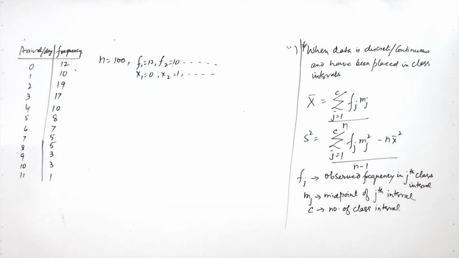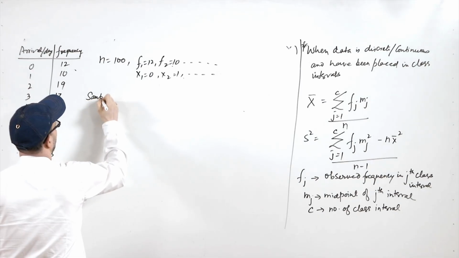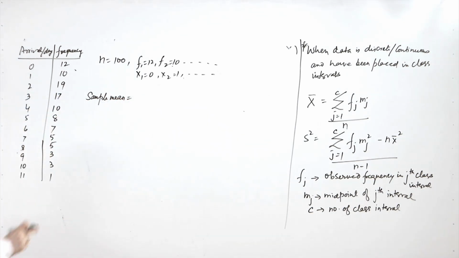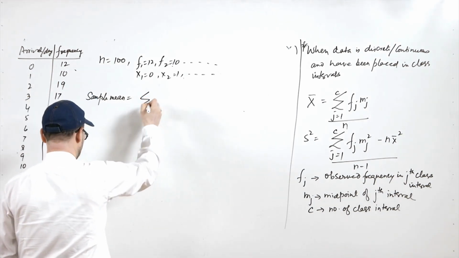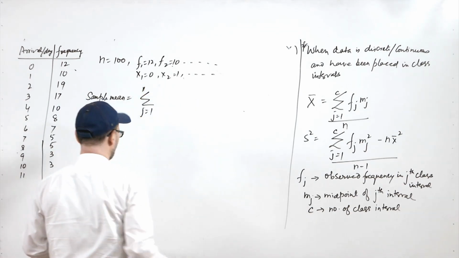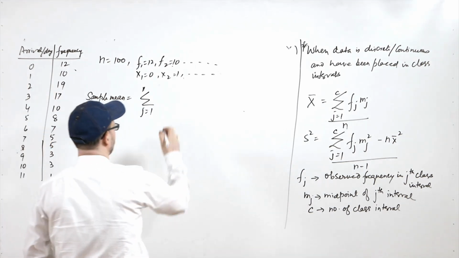So, in that case if you try to find the sample mean, what will it be? The sample mean will be f1 x1 plus f2 x2 plus f3 x3, going up to f11 x11. So, it will be the summation over j equal to 1 to 11, and then you are adding. So, you will get f j x j.